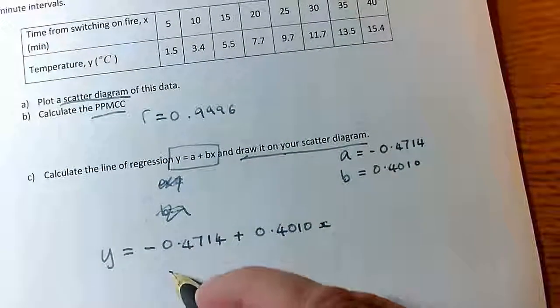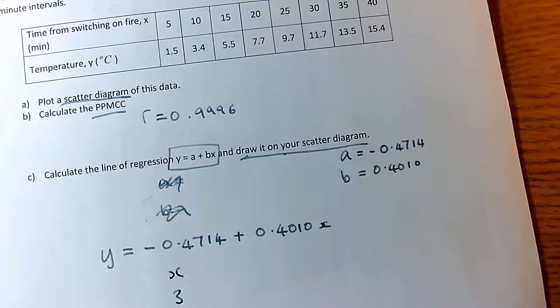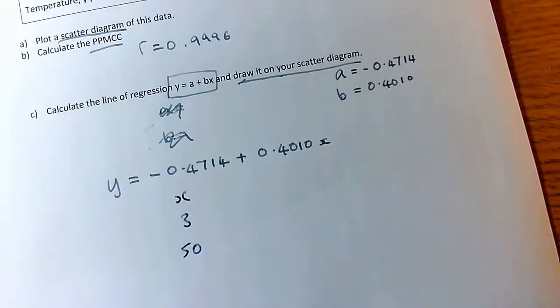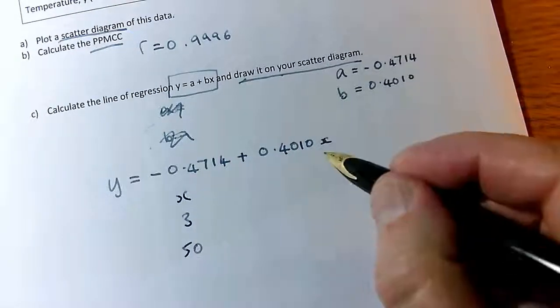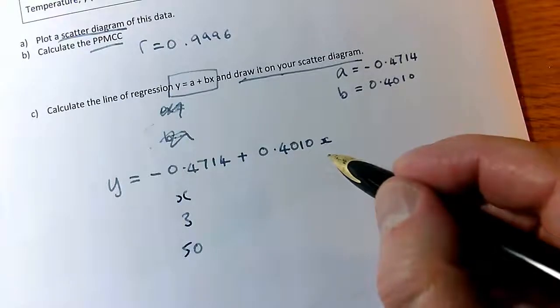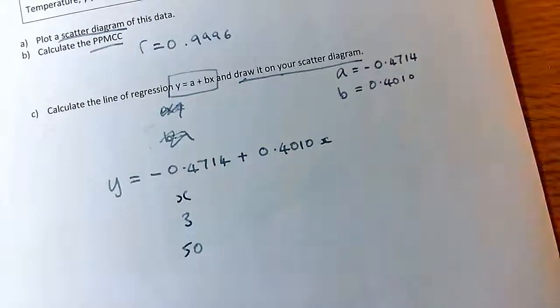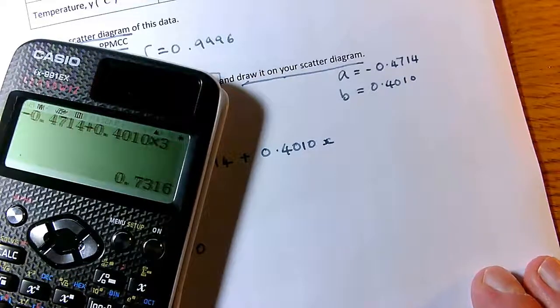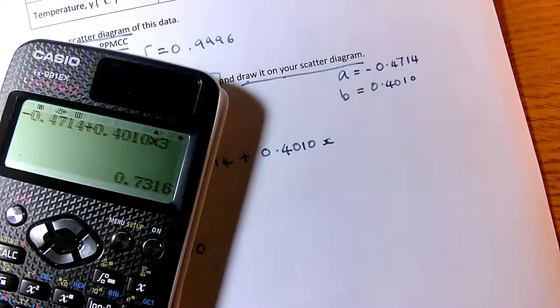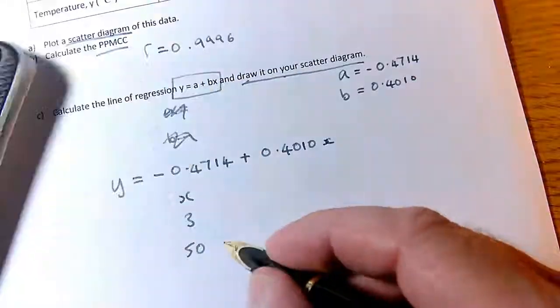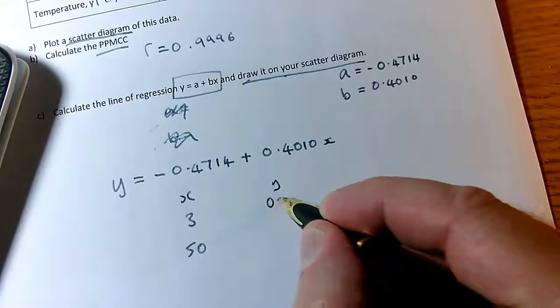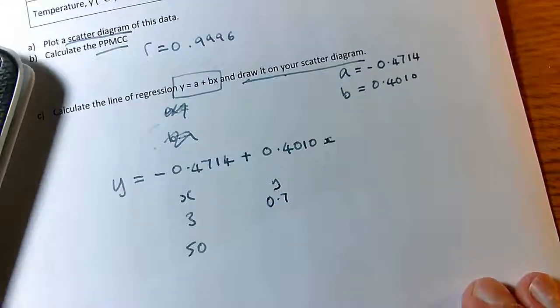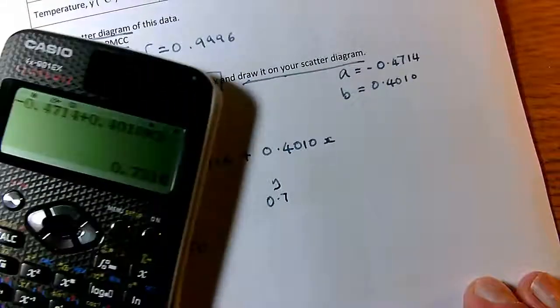So I'm going to have x values of 3 and 50, and I'm going to work out the y values for those. In order to work out the y for different values of x, all I need to do is put the x value in here as first 3 and then 50. So there's my first one, which turns out to be that horrible fraction, which is 0.73. So y equals 0.73. In fact, 0.7, I'm going to be lucky to plot it even that accurately.